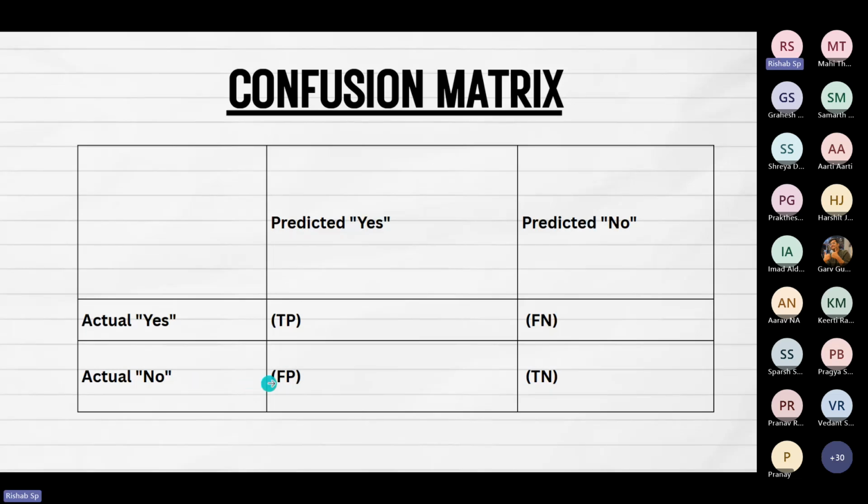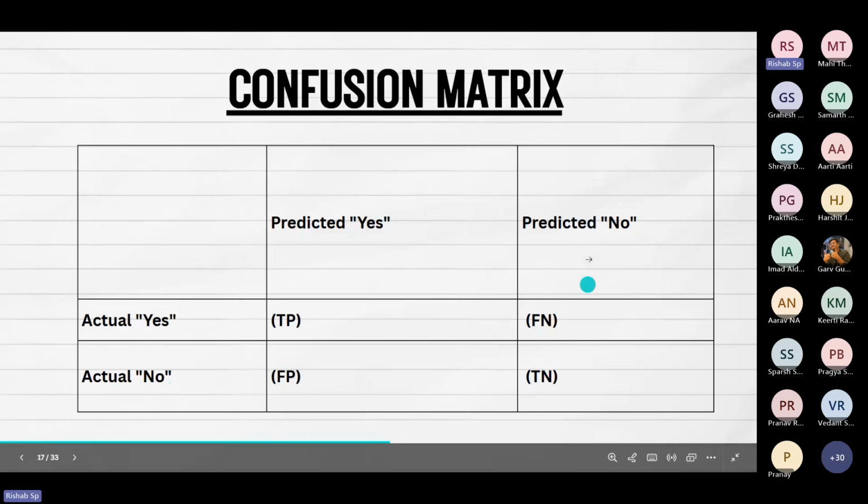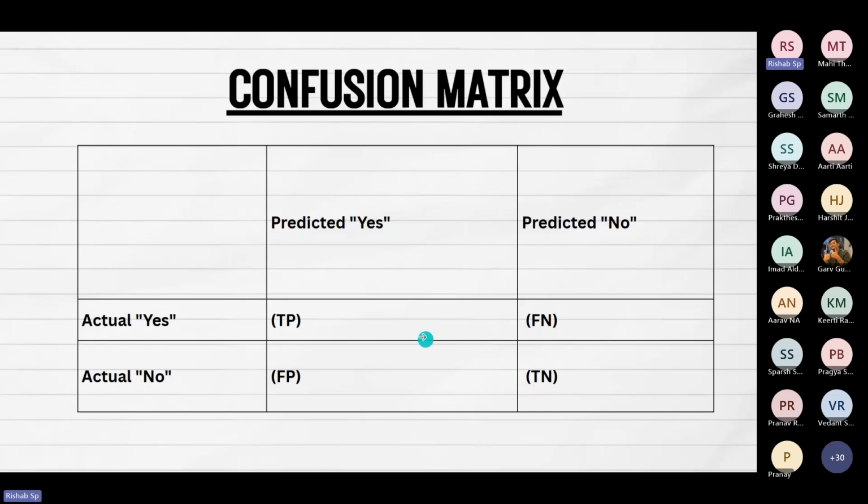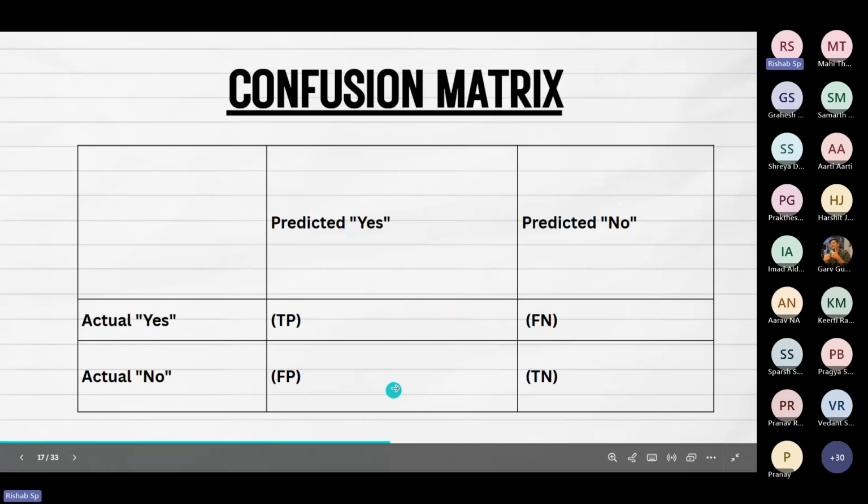And this is true negative. In reality it was no, and I predicted the same, no. So it is true negative, right? This is so important. You must know these values, TP, FN. Remember the diagonals: TP, TN, FP, FN.